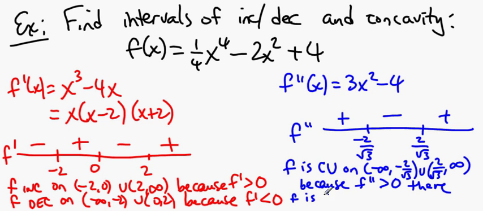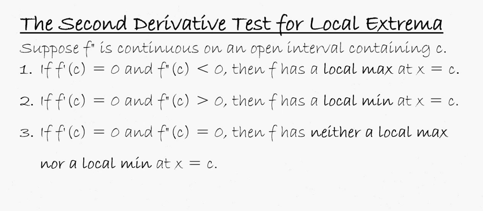And similarly, f is concave down between those because f double prime is negative. So if I ask you for intervals of concavity, second derivative, number line, look for where you are positive or negative. This brings us to the second derivative test for local extrema.